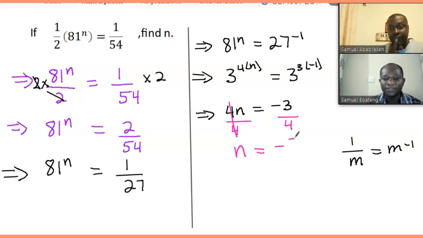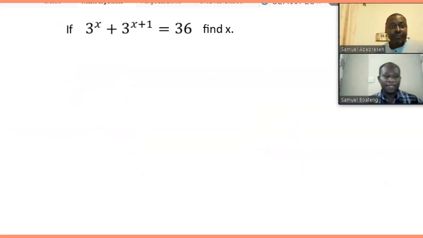We have our n to be minus 3 on 4. That is the final answer. We have another question on the screen. This is really technical.